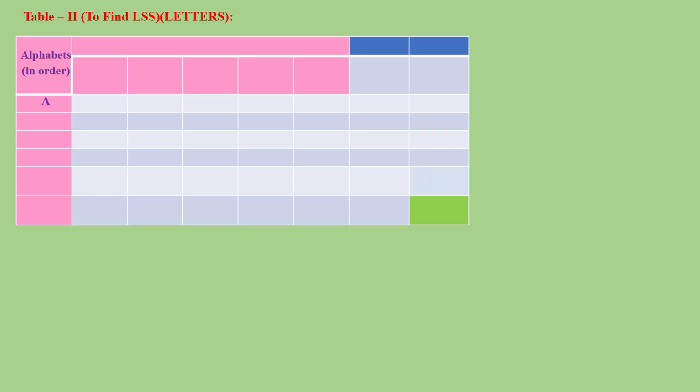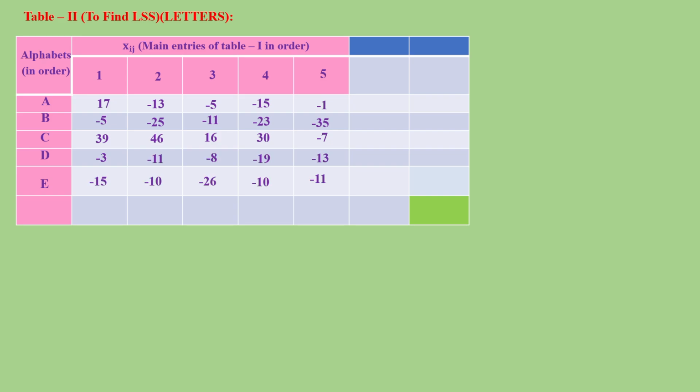Then the letter table, right, to find LSS. So alphabetical order: A, B, C, D, E. Then entries 1, 2, 3, 4, 5. So according to A, write the A elements in the correct order, right? First A, second A, third A, fourth A, fifth A. Similarly B and C, last one E. Then first row total, that is L1 here, right? So for A, minus 17. Second row total minus 99. Third row 124. Fourth row minus 54. And fifth row minus 72.